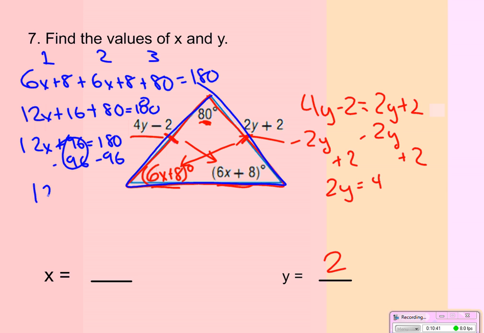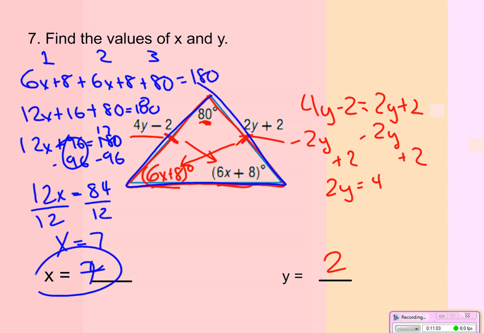That becomes 12x equals 84. Little division. So x should equal 7. So x is going to be 7.